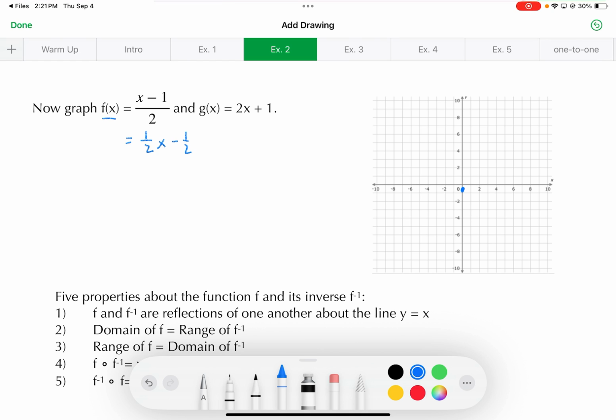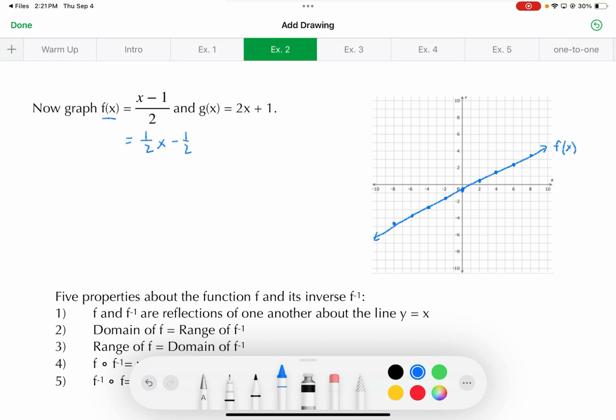Y-intercept is negative 1/2. And then the slope is 1/2, so I can rise 1, run 2 units. Keep on doing it. Or I could have gone down 1 and left 2. All right, so there is f of x.